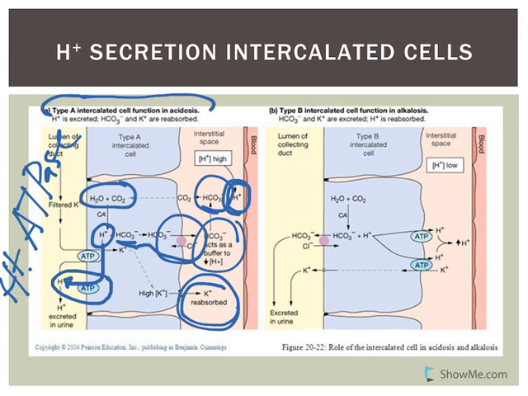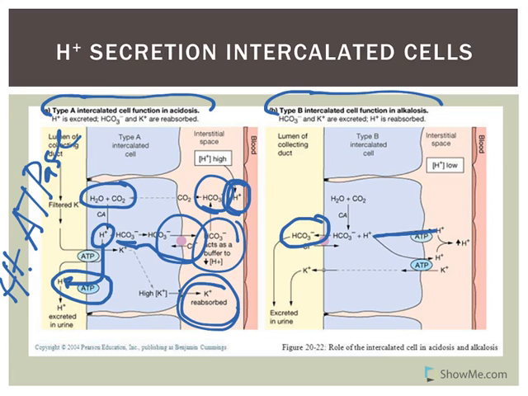Now, if you have alkalosis, you'll see the activity of the type B intercalated cell. In this scenario, we're going to get excretion of more bicarbonate, and we're going to reabsorb hydrogen ions. So you have the hydrogen ATPase here. The hydrogen ions are going to go back into the blood. So it's just the opposite of what would happen otherwise.